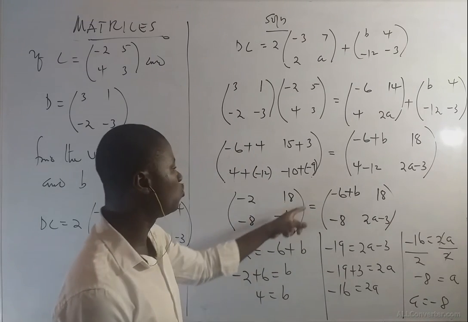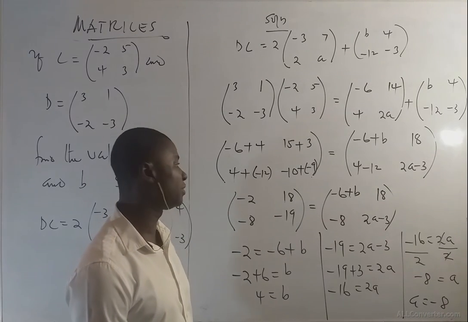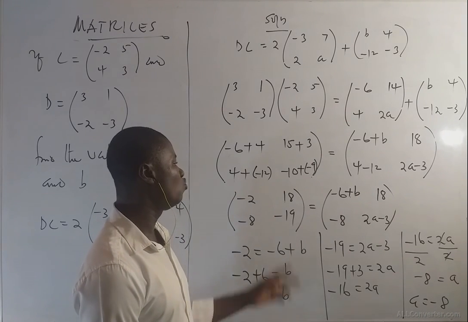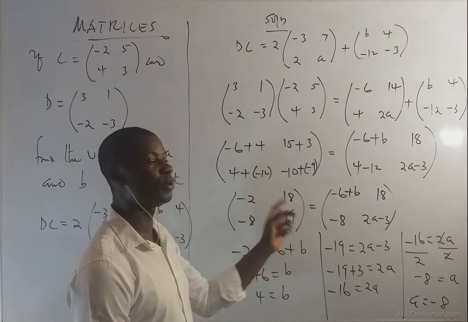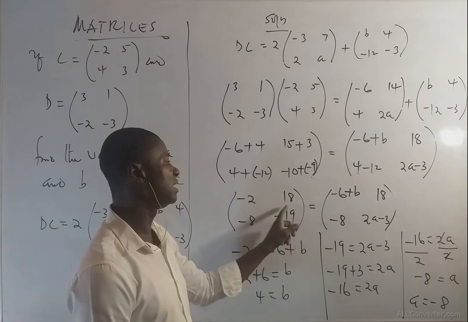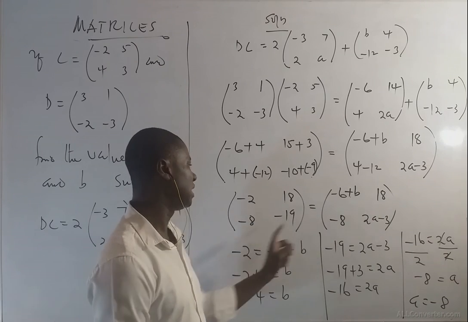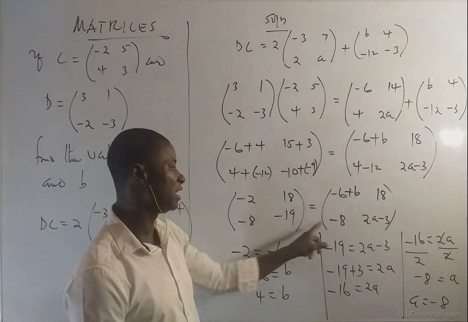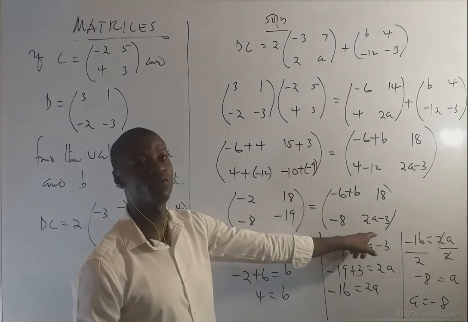So now the equality exists between these 2 by 2 matrices. And so two matrices are said to be equal if their corresponding entries are the same. That means that the first element can be equated to the first element, second element can be equated to second, third element can be equated to third element, and the fourth element can also be equated to the fourth element.